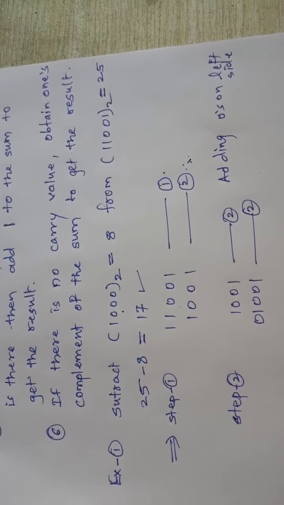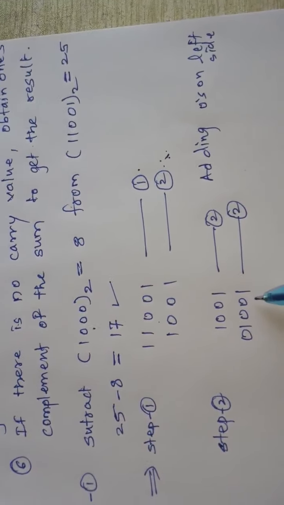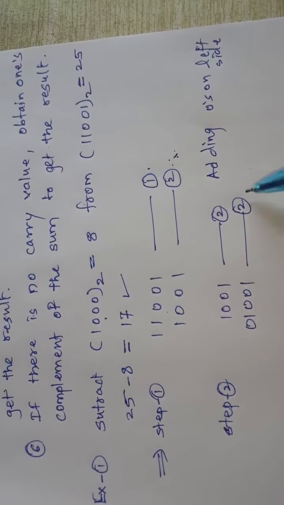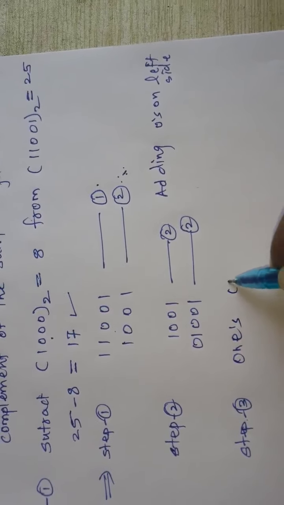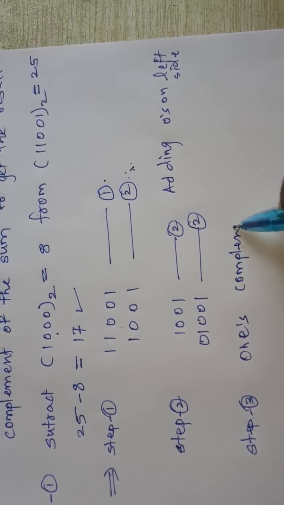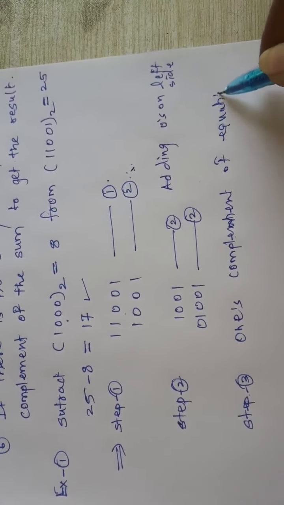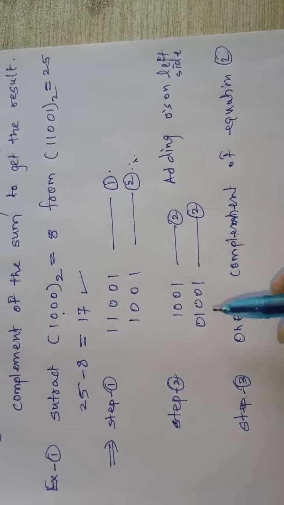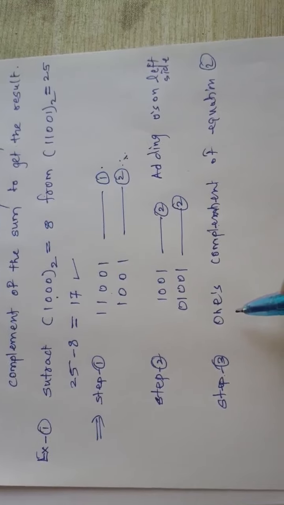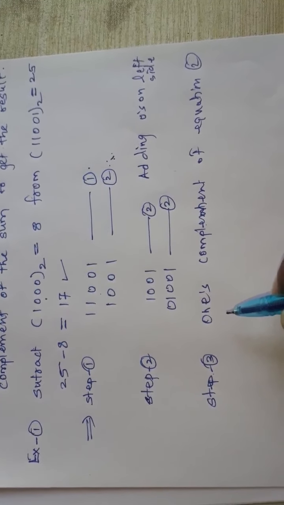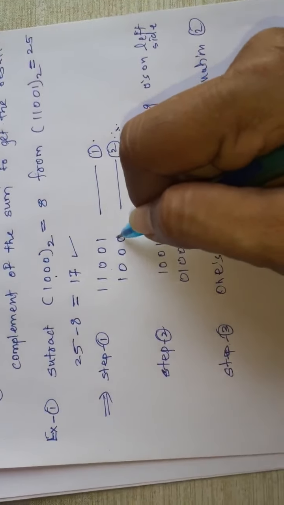Now what do we do? Our third step, obtain ones complement of the subtrahend. So we have to take the ones complement of equation second. Which is equation second? This is the equation second. So we have to take the equation second. Here is the 0.